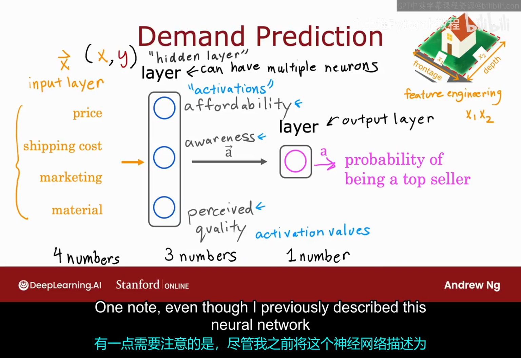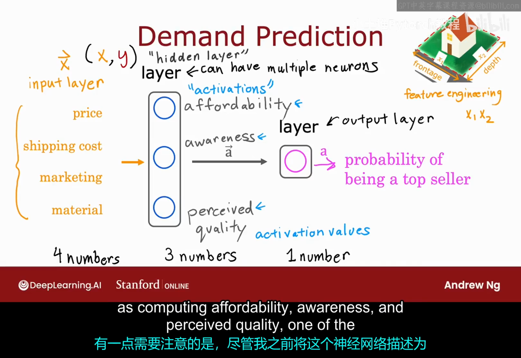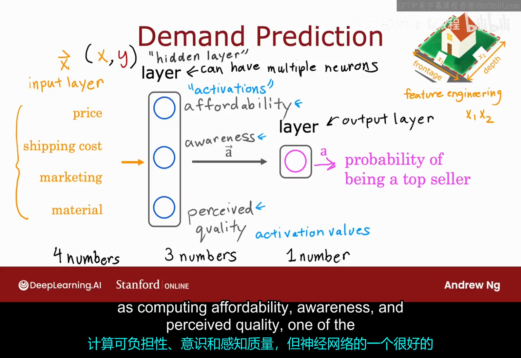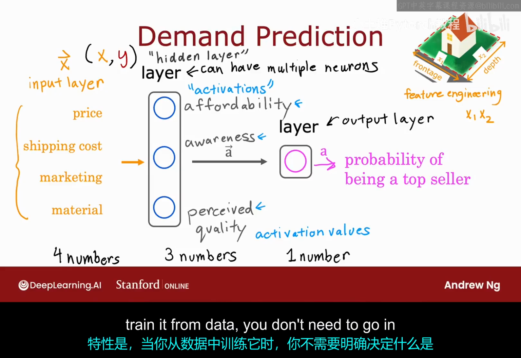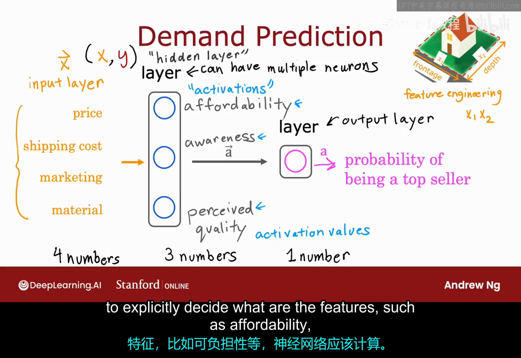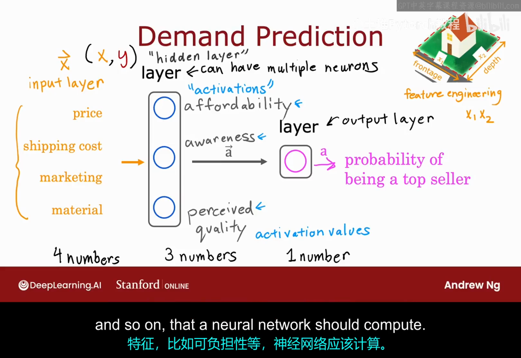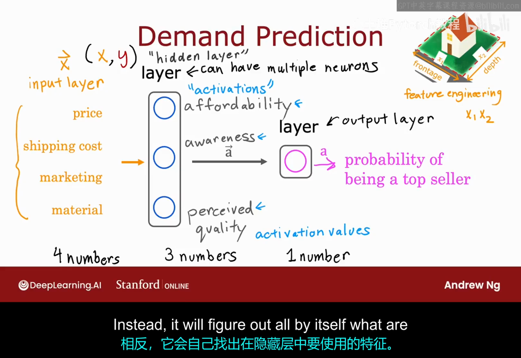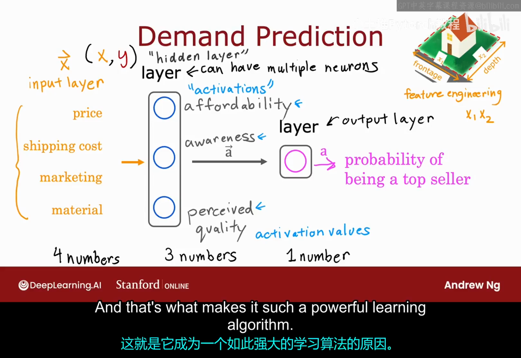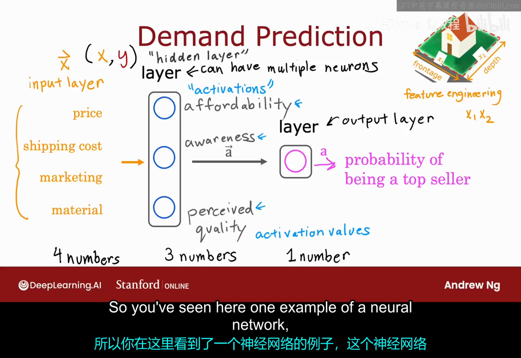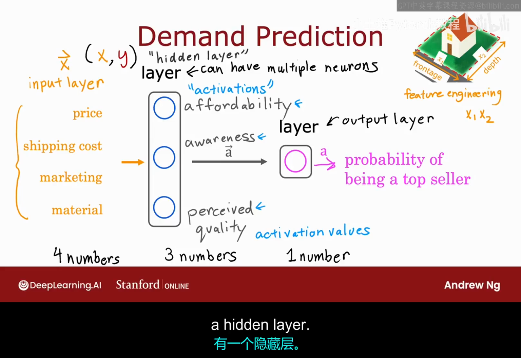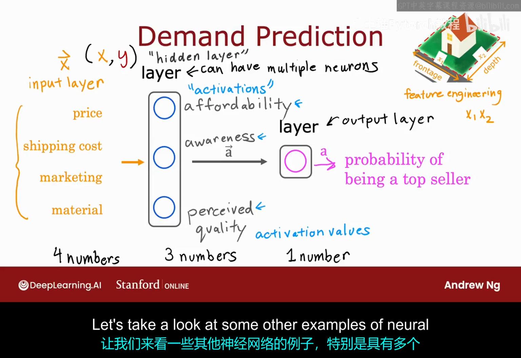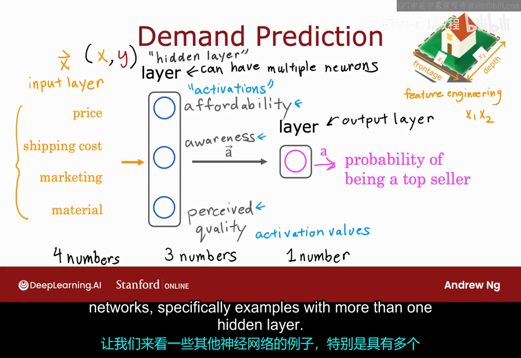One note, even though I previously described this neural network as computing affordability, awareness, and perceived quality, one of the really nice properties of a neural network is that when you train it from data, you don't need to explicitly decide what are the features, such as affordability and so on, that it should compute. Instead, it will figure out all by itself what features it wants to use in this hidden layer. And that's what makes it such a powerful learning algorithm. So you've seen here one example of a neural network, and this neural network has a single hidden layer.